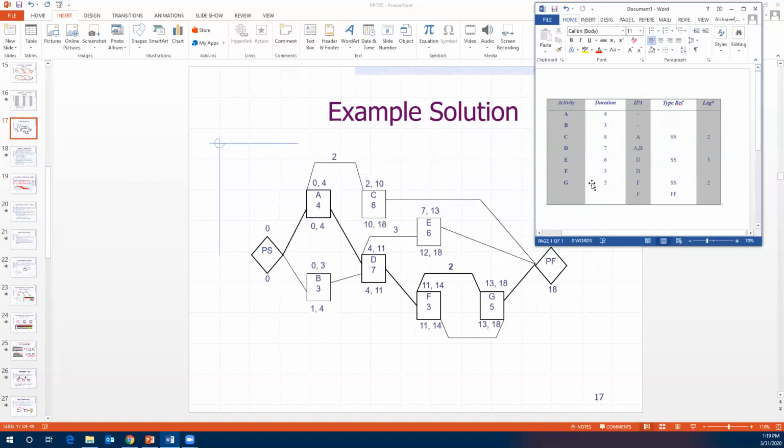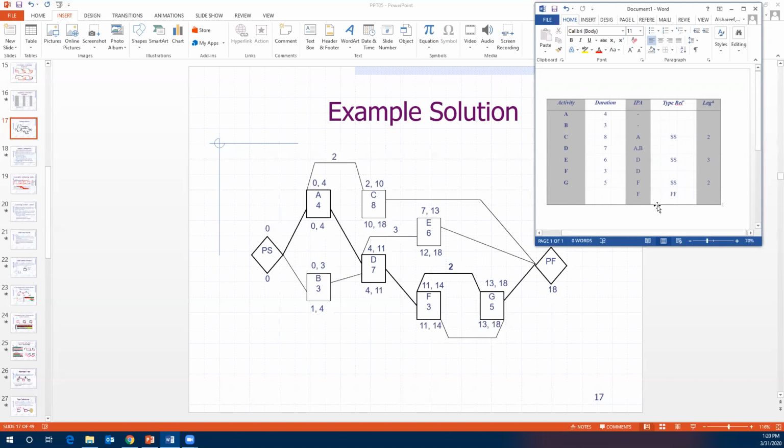And then G with a duration of 5, dependent on F, with a start-to-start relationship and lag of 2, and F also has a finish-to-finish relationship. So start to start with G, with 2. That makes the early start of G 13. And with its duration of five, the early finish is 18. But it also has a finish to finish here. So G won't be able to finish until F finishes. So it's 18 here.